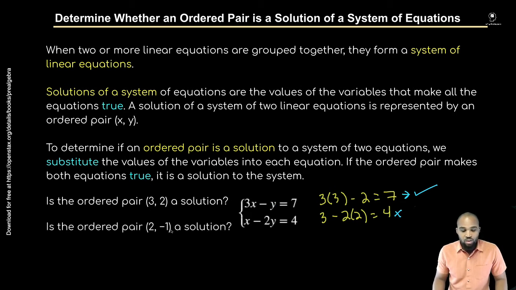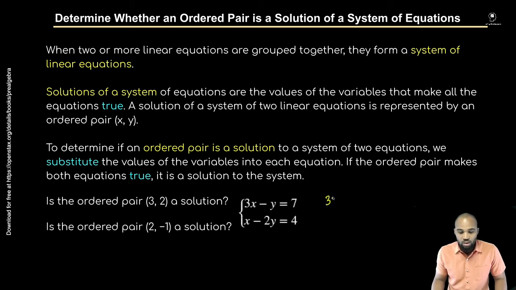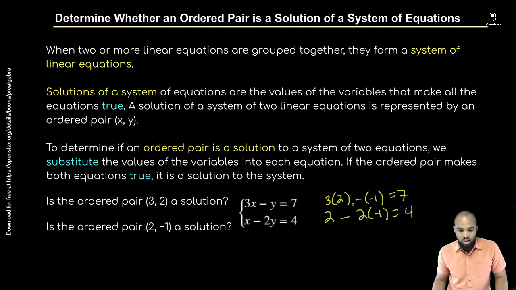What if I put 2, negative 1 in place? Let's try 2, negative 1 and see what we get. So 3, if I put a 2 here and then a negative 1 equals 7. And I put a 2 minus 2 and a negative 1 here. Let me just see if I wrote that correctly, because these negatives could throw you off. So I got 2 minus 2 times a negative 1. Okay, let's solve it and see.